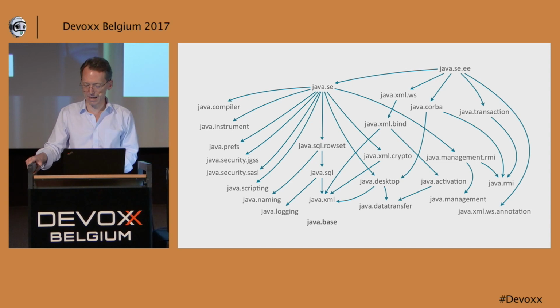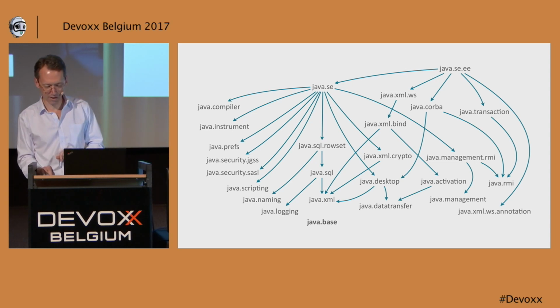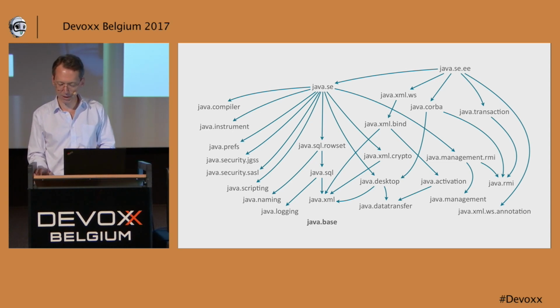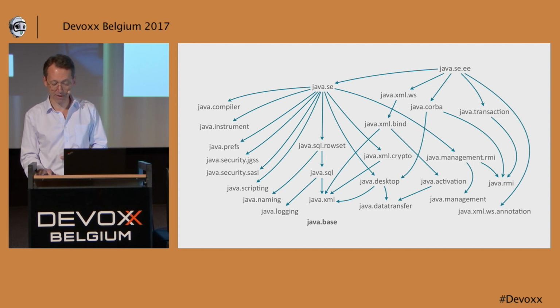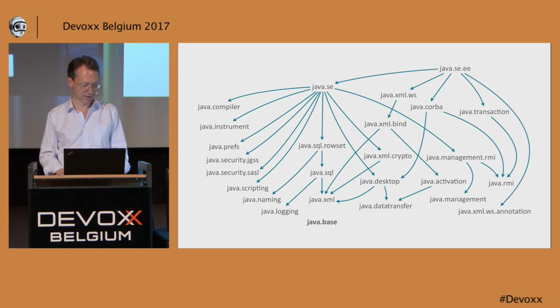No cycles, exactly. Cycles spell doom in a modular system. So there are no cycles here, and in fact, the module system does not allow cycles.